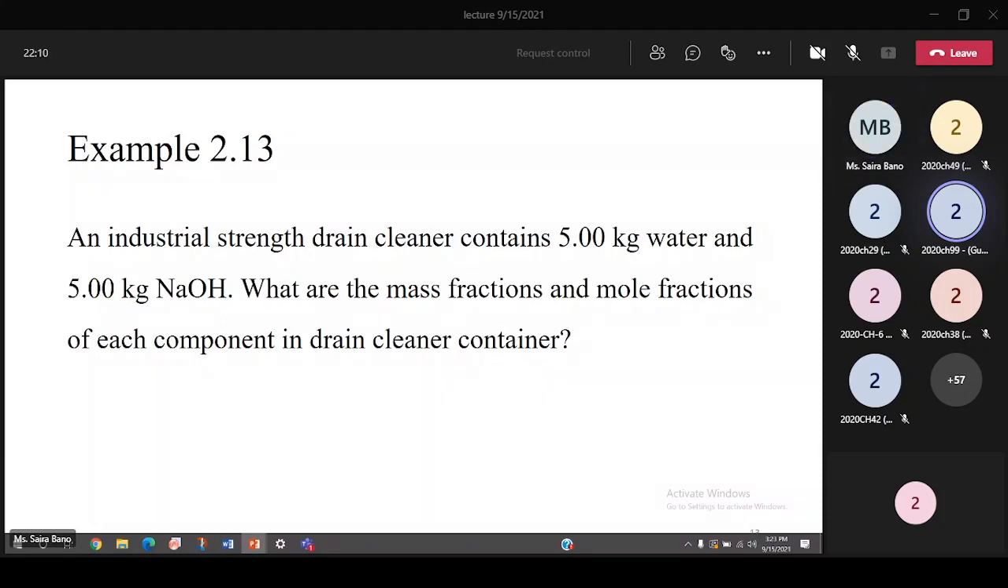Ma'am, the fraction of both of them would be 0.5. Weight fraction, yes, mass fraction is the same for both components. Now I'll calculate the mole fraction. Ma'am, mole fraction of water is 0.5, 0.02, and mole fraction of NaOH is 0.0125. No, I'm sorry, but it's not correct. Mole fraction of water is 0.68 and the mole fraction of NaOH is 0.32. Yes, this is correct.